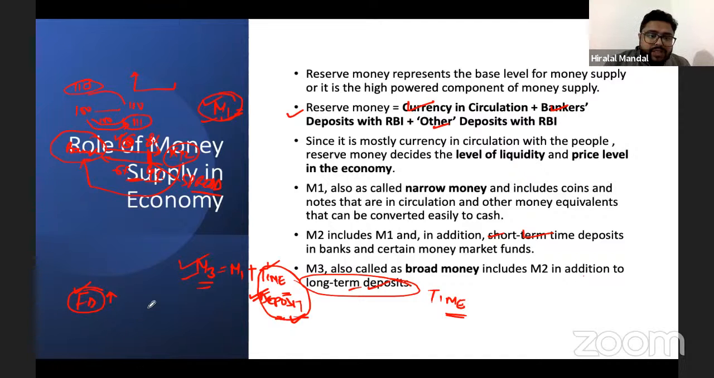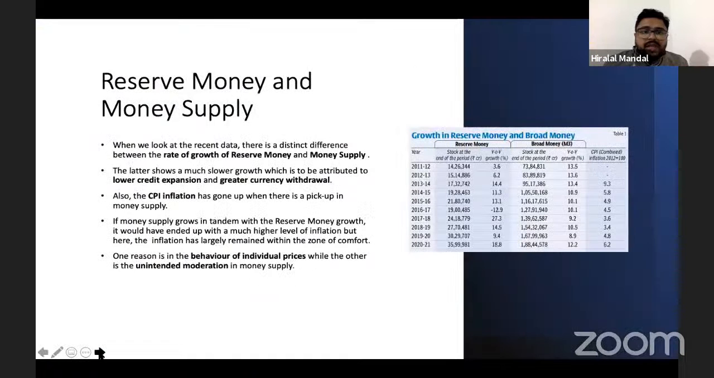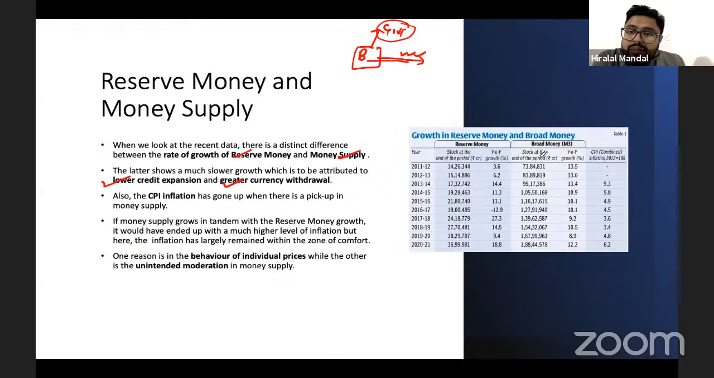Now if we try to understand this difference, it has been stated that the difference is largely because of lower credit expansion and greater currency withdrawal. When it comes to broad money, deposits are continuously going down because people are withdrawing money, and they are breaking their fixed deposits to somehow survive. So currency withdrawal has increased in the economy, and at the same time credit expansion by the banks has not increased. Rather, the money has gone to the government. This is the reason why you see that the reserve money has increased, but the money supply, or broad money, has not increased.